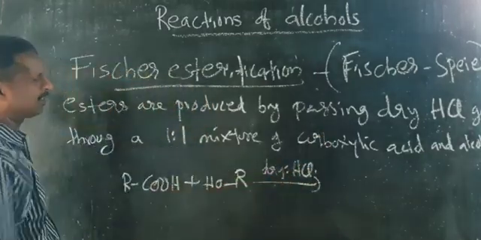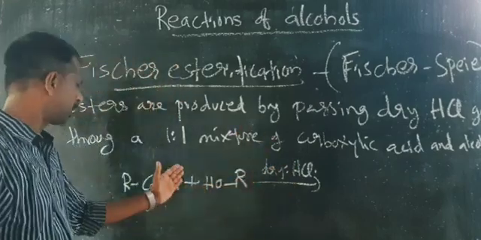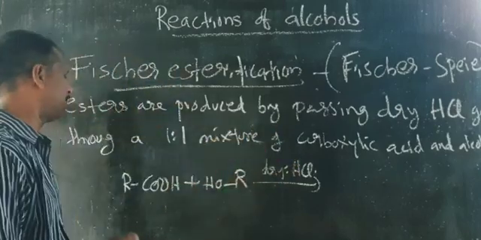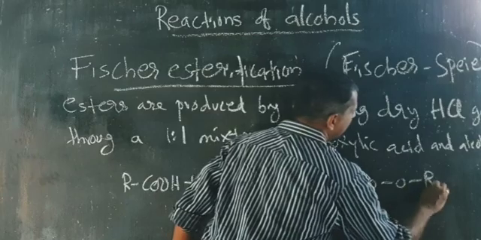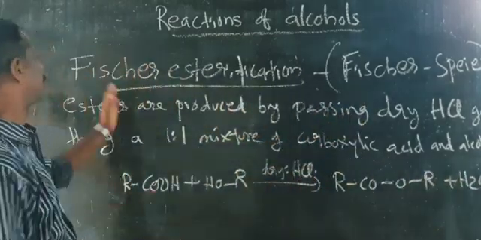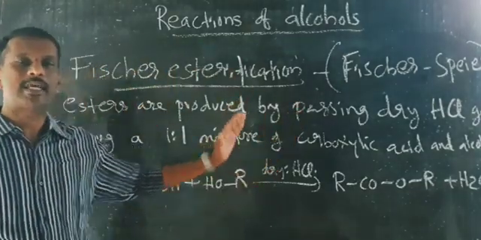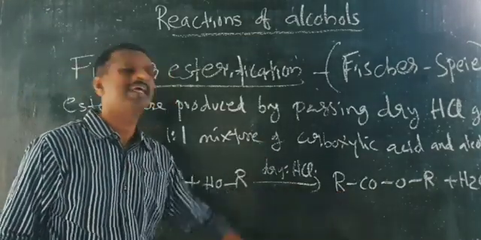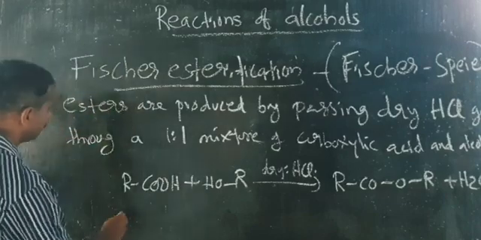Okay, here the reagent is like our dehydrating agent, because ultimately what is happening? H2O is removed. Here you are using dry HCl. You are getting RCOOR' plus H2O. If you are using dry HCl, the reaction is known as a Fischer esterification or Fischer-Speier esterification reaction. In this type of esterification reaction we will get a very good yield of ester.